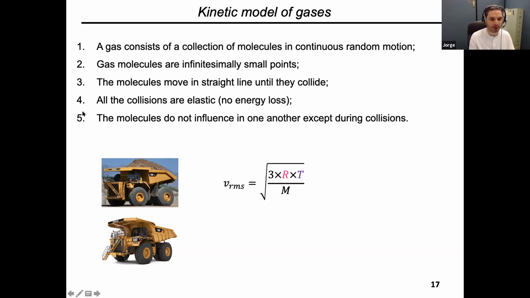And fifth point is that the molecules do not influence one another except during collisions. What this hypothesis is telling us is that there is no interaction due to intermolecular forces between the molecules of the gas. Okay, so they cannot attract themselves due to intermolecular interactions. They are only influenced by the collisions between the molecules and the walls of the flask.